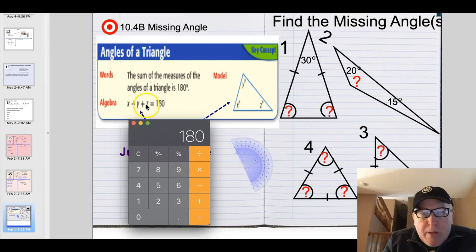The x plus the y plus the z equals 180, or the first angle plus the second angle plus the third angle equals 180.